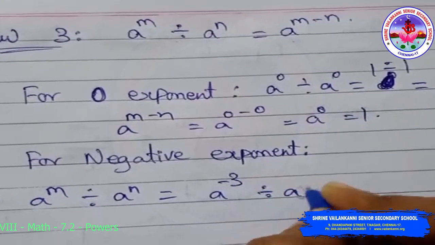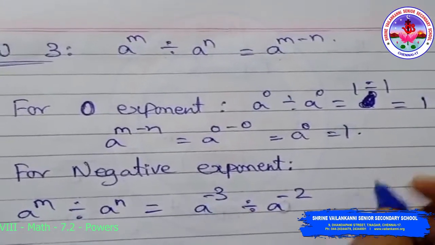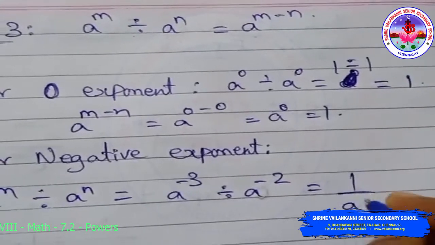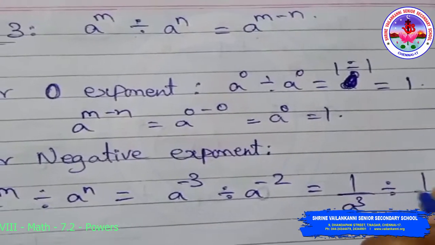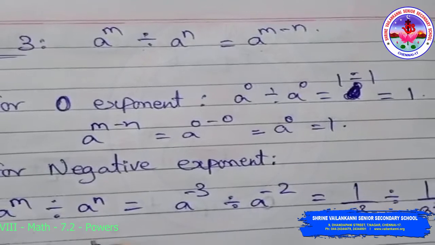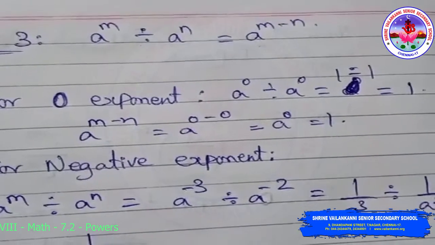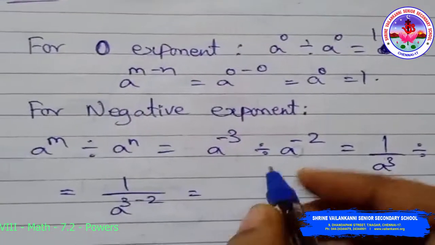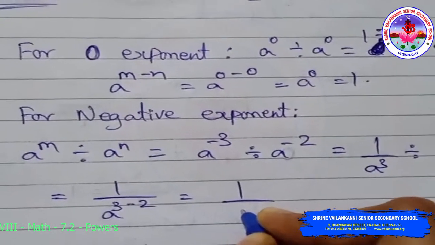For negative exponent, a power m divided by a power n is equal to a power negative 3 divided by a power negative 2. Here the value is 1 by a power 3 divided by 1 by a power 2 is equal to 1 by a power 3 minus 2 is equal to 1 by a.